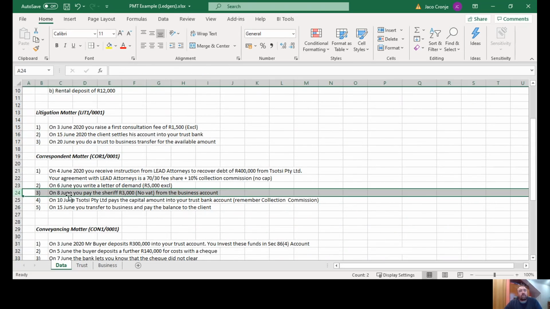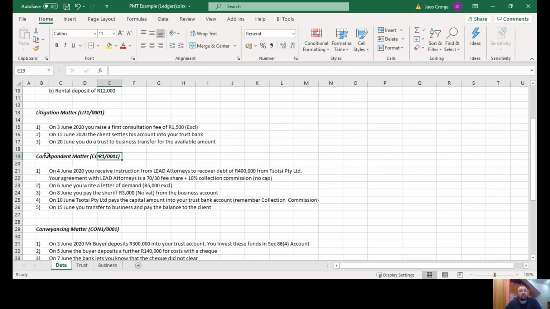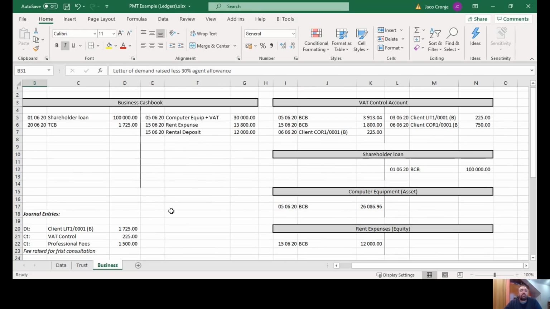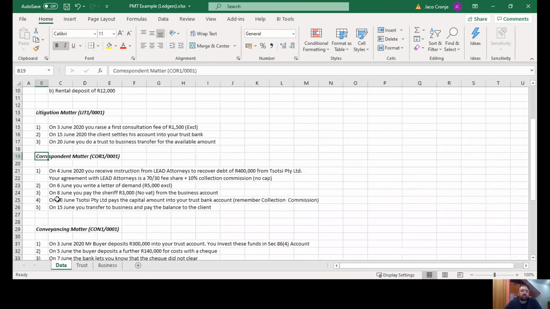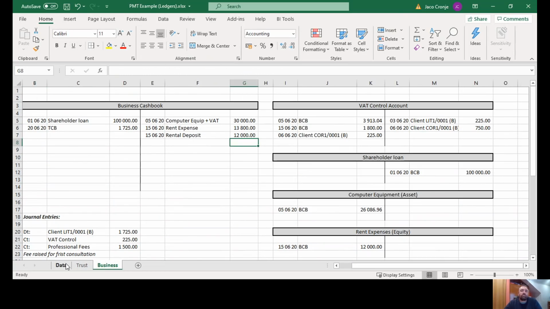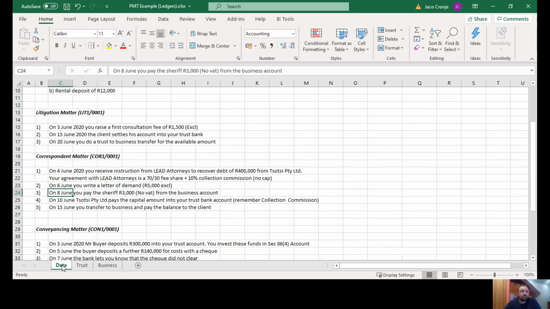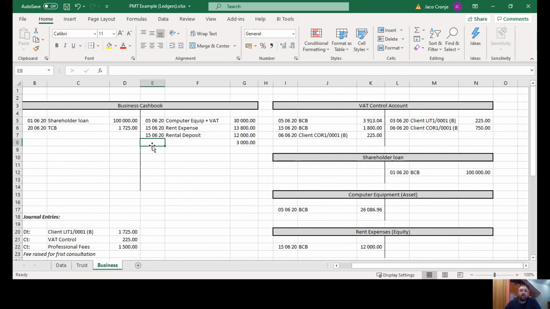Then they say on the 8th of June, we pay the sheriff 3,000 Rand from our business account, and that is relating to this matter here. So it says business. So we go to our business accounting records. It also says we physically pay the sheriff. So that means our bank account has already decreased by this 3,000 Rand that we need to pay to the sheriff. Let's just check the date. The date is the 8th of June 2020.